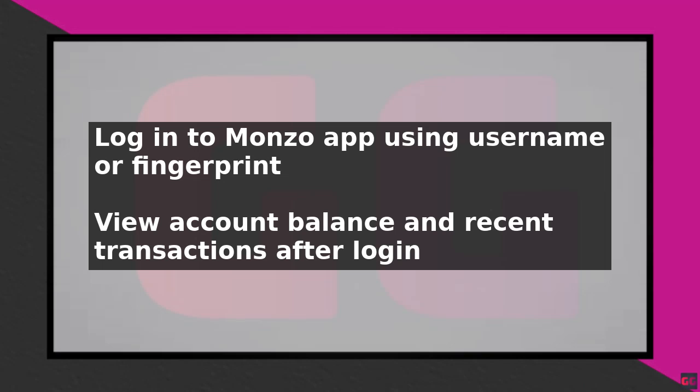Next, select the account you want to transfer money from. You can choose from your main Monzo account or any other accounts you have linked to your Monzo app. Enter the amount you want to transfer in the recipient's details, including their name and account number.